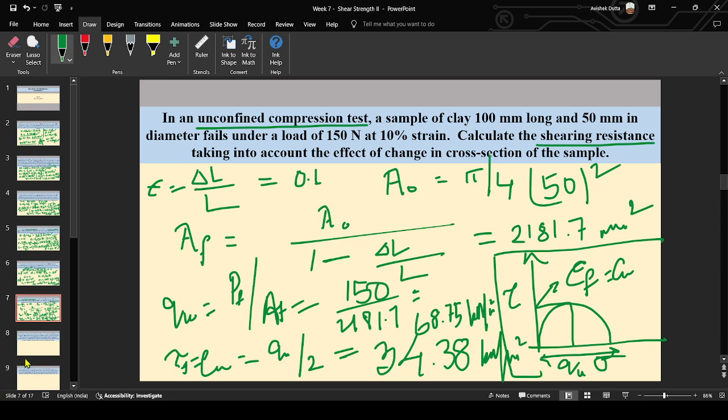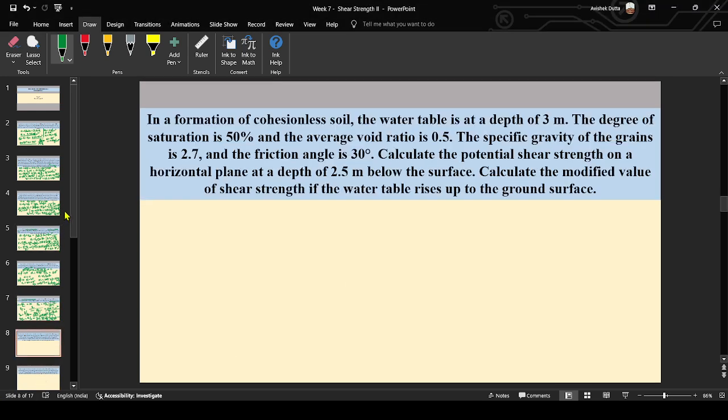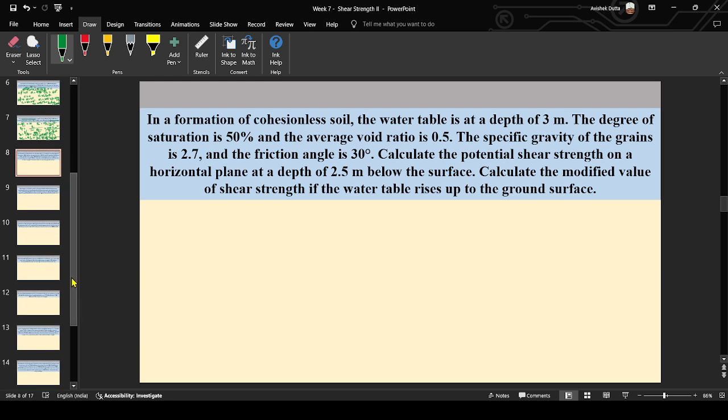Now, next question. I hope this was clear. Next question. Yes, so formation of cohesionless soil, 3 meter depth, 50% saturation, average void ratio 0.5, specific gravity 2.7, friction angle is 30 degree, depth of 2.5 meter.